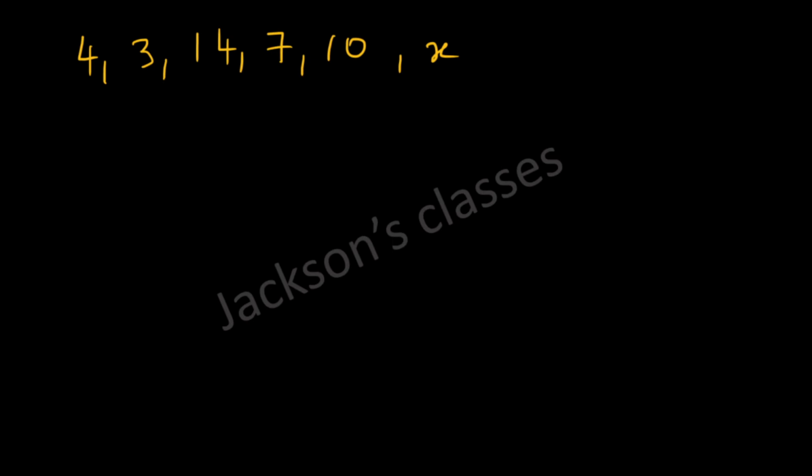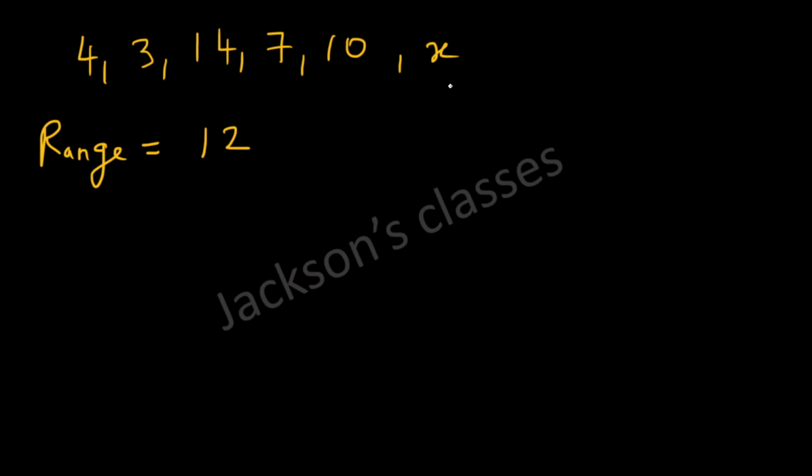In this question, it's given that the range of 6 numbers is 12. So these are the 6 numbers given: 4, 3, 14, 7, 10 and x. Alright, and the range is equal to 12. Now remember, the range of a set of numbers is the difference between the greatest value and the least value.